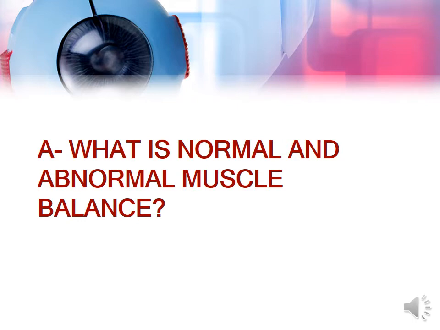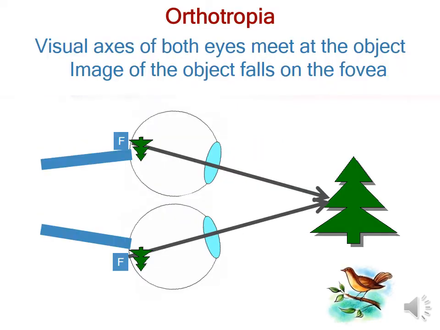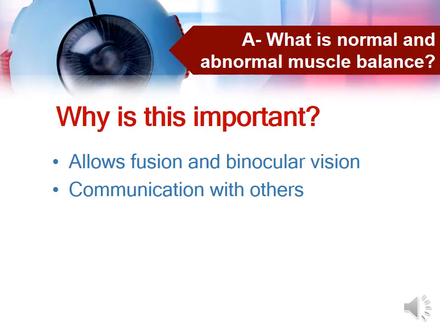So what is meant by muscle imbalance? Normally the visual axes of both eyes should meet at the object of regard, so that the image of the object falls on the foveas of both eyes. Such accurate alignment with the formation of the image on the foveas of both eyes is what allows for sensory fusion and binocular vision. In addition, a well-aligned eye is what allows us to communicate with others. People know that we are talking to them when we are looking at them. A misaligned eye has many psychological and social implications in almost every culture.